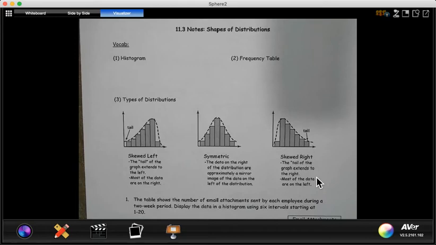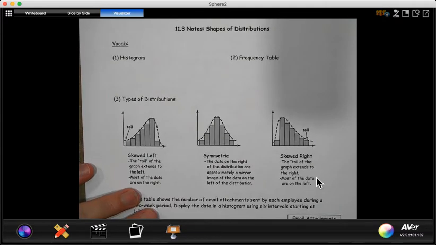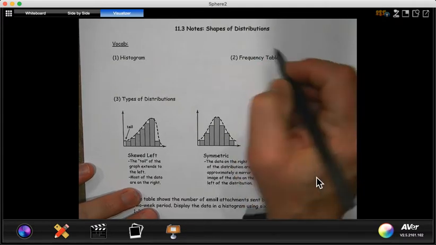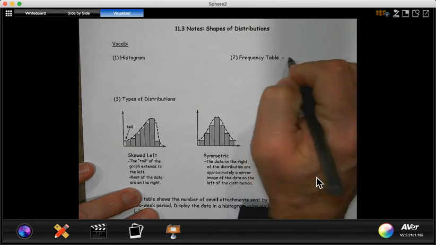of distribution. So we've got a couple of vocabularies. We've got a histogram and a frequency table. A frequency table is basically just a tally chart.